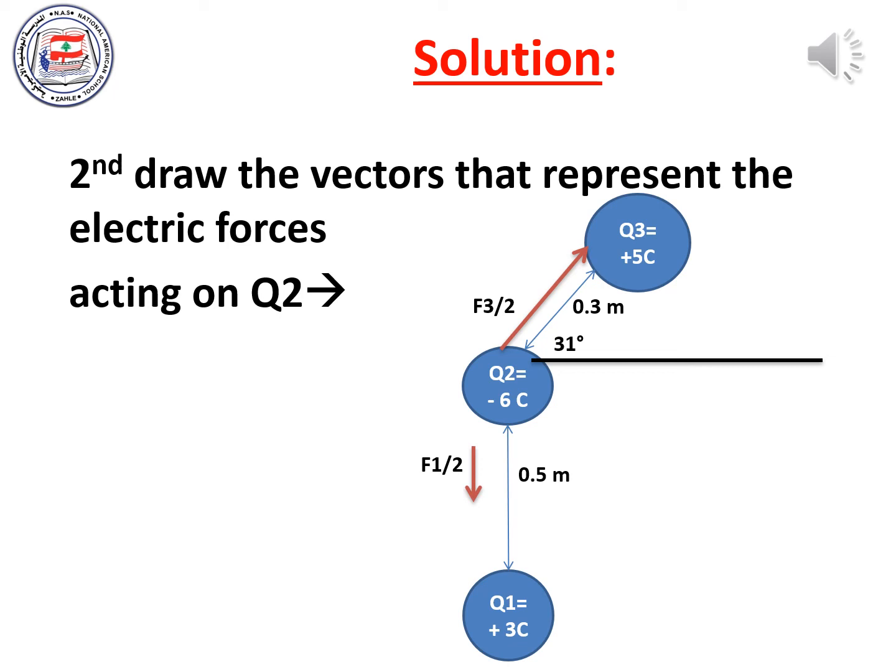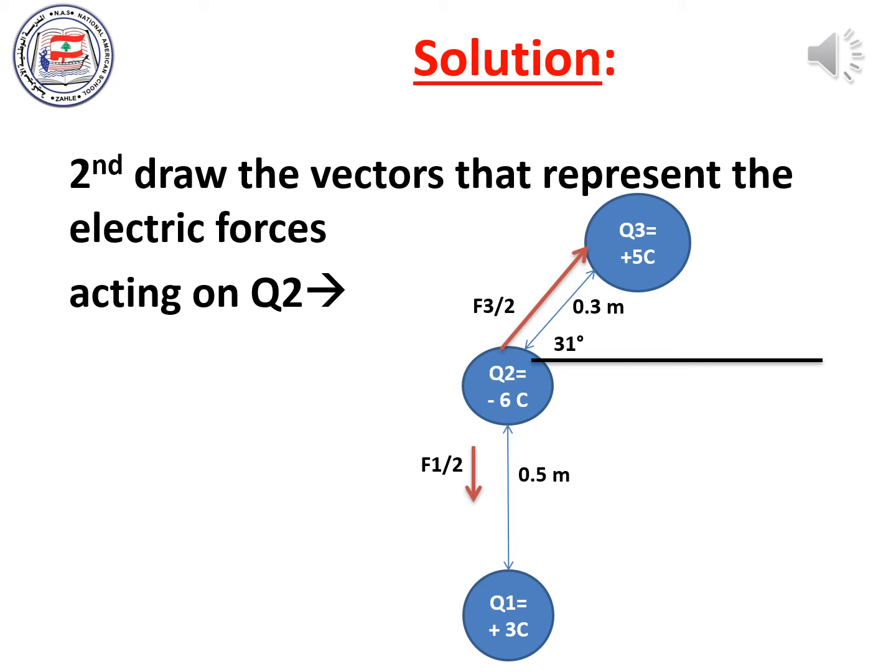First, we have F1 on 2, which is the force exerted by charge 1 on charge 2. It is downwards and it is toward charge 1 because the force between them is attractive, because they have different charges. So charge 1 pulls charge 2 towards it. And it is the same case for F3 on 2, because charge 3 and charge 2 have different charges, so charge 3 pulls charge 2 towards it. The difference is the directions.